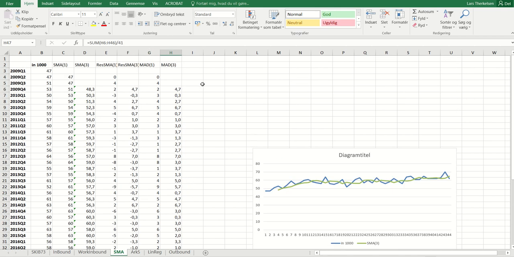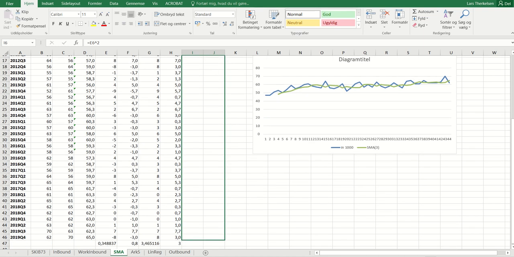We can have a look at the squared. Let's call it res1 squared and res3 squared. This is of course equal to the residual here squared, and this is equal to the residual here squared. Let's copy it all down and see what happens.